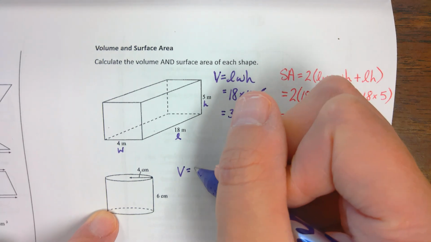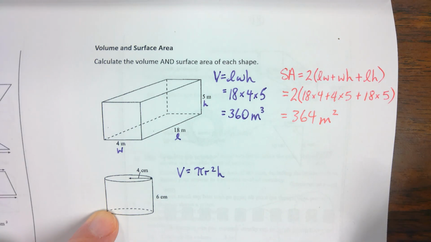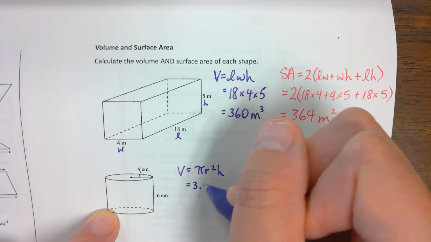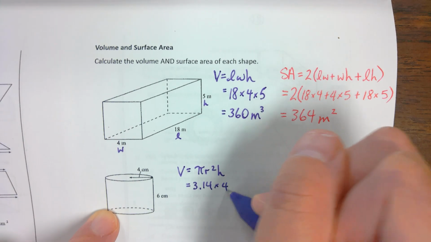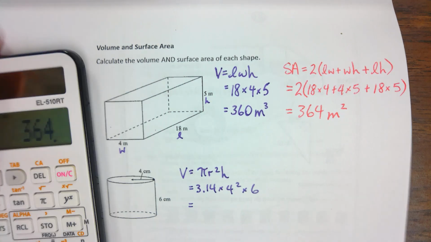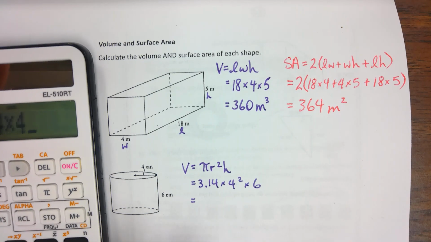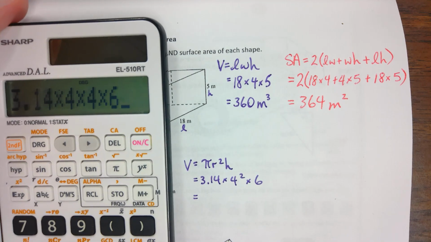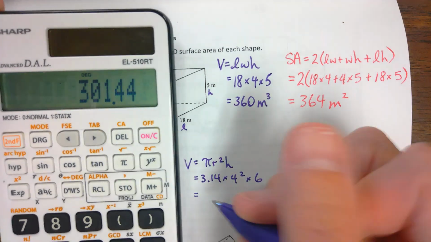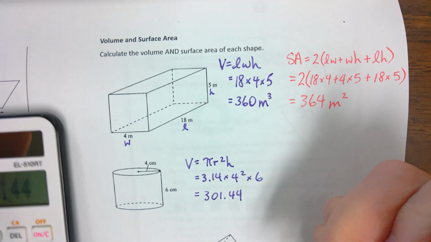Volume? Pi r square h. Okay. Pi 3.14, radius 4 square, height is 6. Okay, nice and easy plugging the numbers in. So 3.14 times 4 times 4 times 6. Okay, on the calculator, that's all I did. I get 301.44. Again, what's my unit?